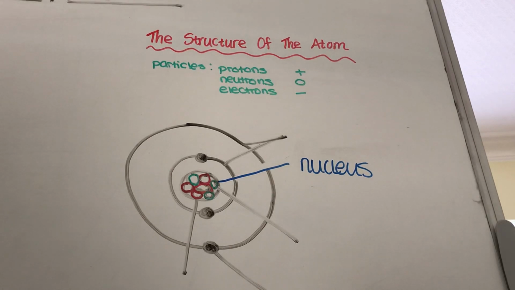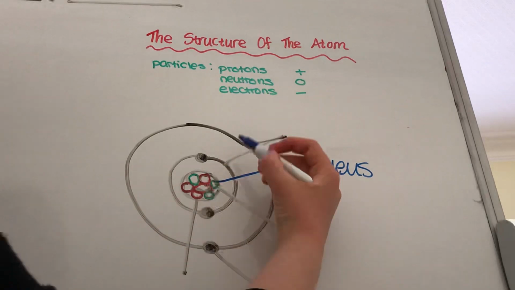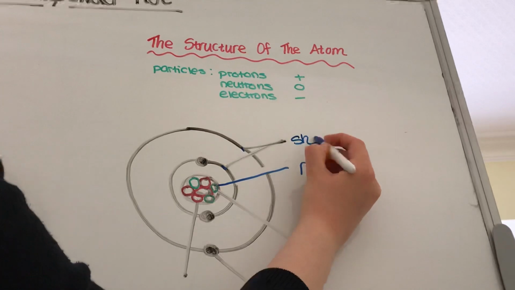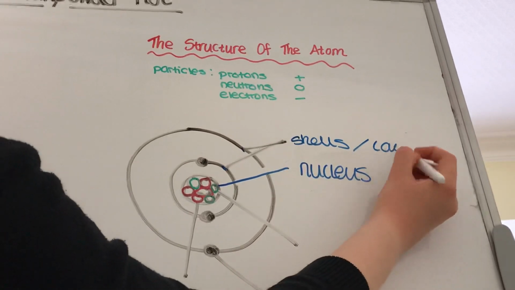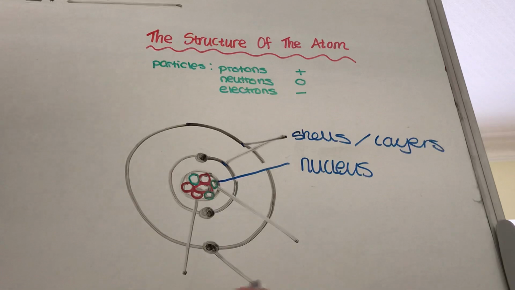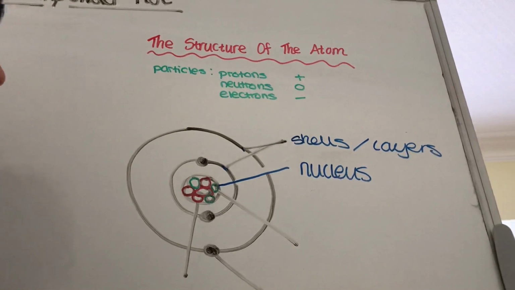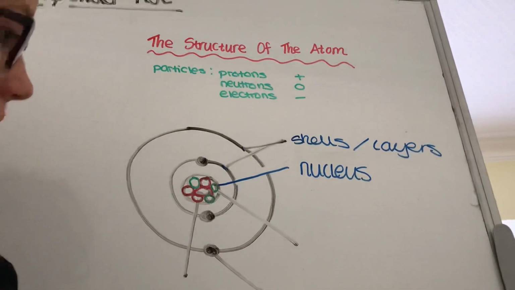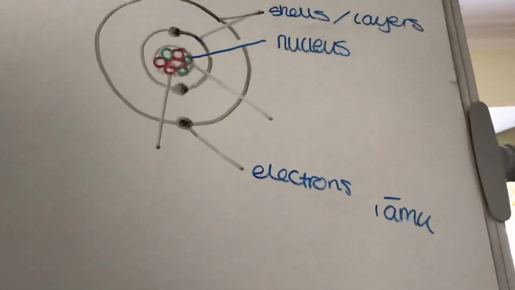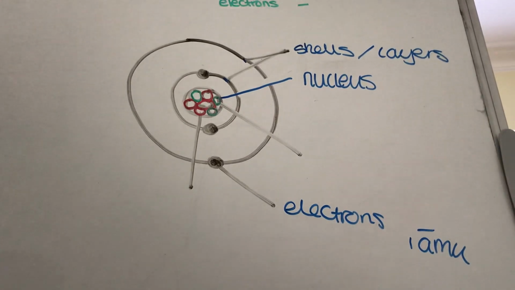So that is the nucleus, and then here we've got a line connecting to this section and a line here connecting to this section. They're both known as shells, that can also be known as layers. And next we have these circles here, and they represent electrons. So what are electrons? They are negatively charged and they have an atomic mass of 1 AMU. So that is the electrons in there. Sorry, I've just realised you can't see that, so I'll just bring that down there.